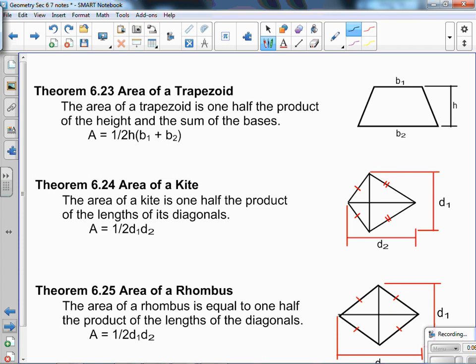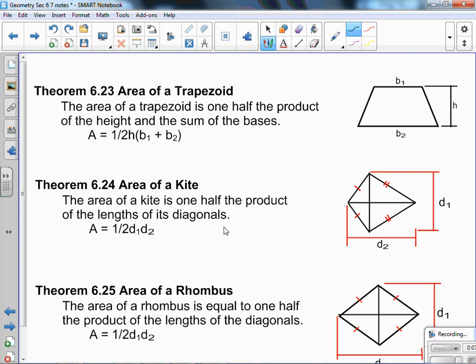All right, theorem 6.23. The area of a trapezoid. So this page is figures that may not be as common to you from growing up. You may not remember trapezoid formulas. All right, the area of a trapezoid is 1/2 the product of the height and the sum of the bases. So we take the lengths of the two bases, add them together, and then multiply those by 1/2 of the height.